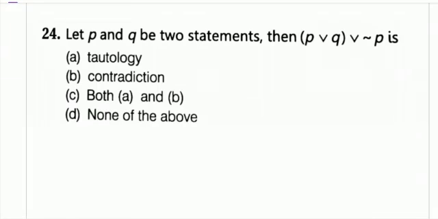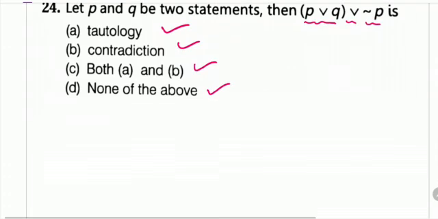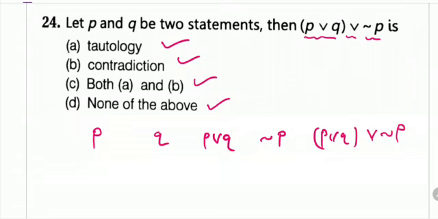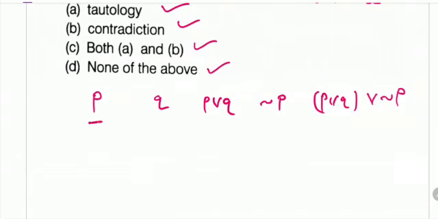Very easy logic question. Again we have P or Q or negation of P. We want to find whether it is a tautology, contradiction, both though not possible, or none of the above. So we just need to prepare a truth table. We have a column of P, a column of Q, P or Q. We also prepare negation P. We will prepare the P or Q or negation P column. And now this is very easy. Everybody knows true, true, false, false.